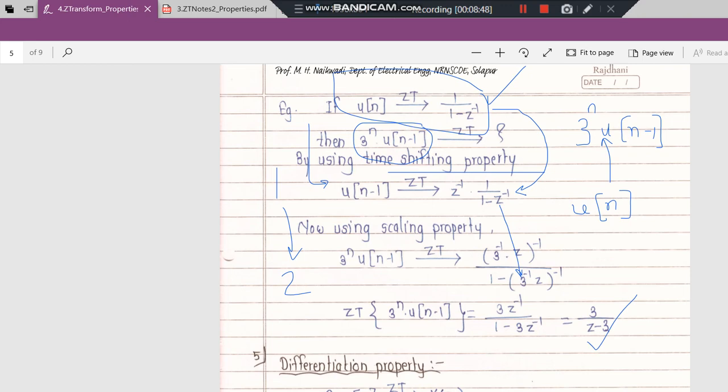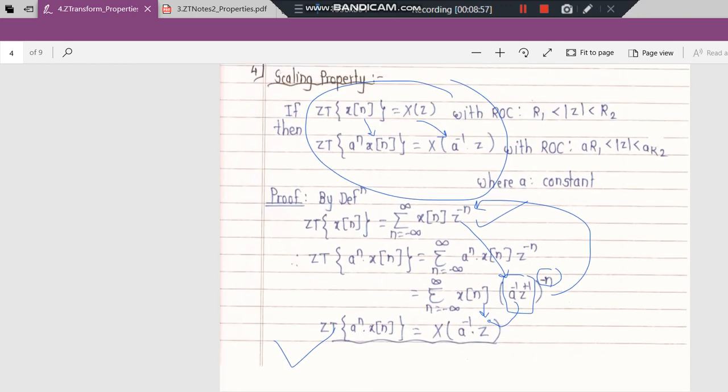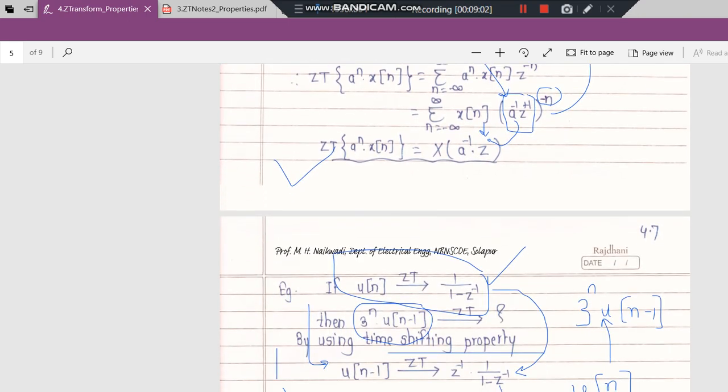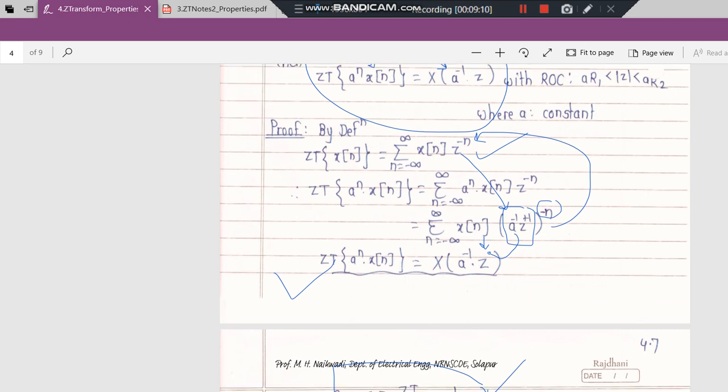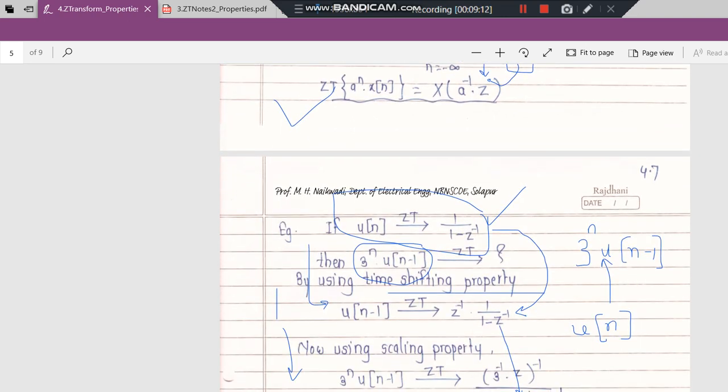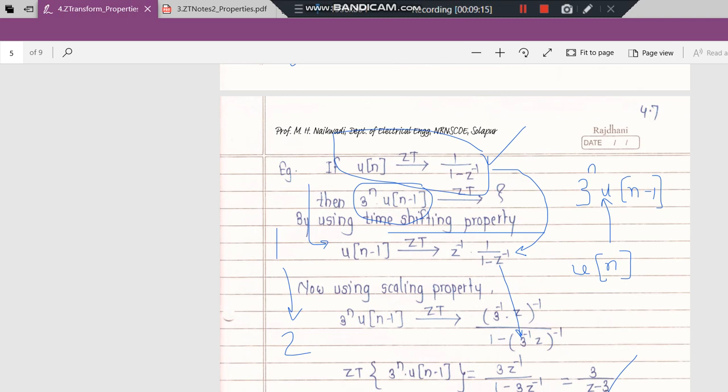Because if you do not know the properties, then it is very difficult to solve the numerical simply by using the fundamental equation of X of z. If I substitute x of n, that is 3 raised to n u of n minus 1, I can get the answer, but there are so many steps, and you have to solve the summation also. Instead, you can get the answer here if you know the properties. That is the power of properties.